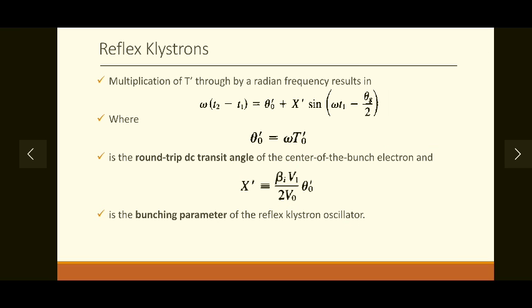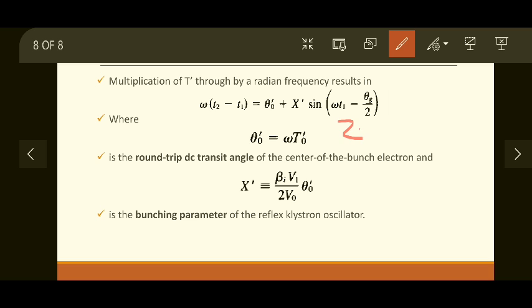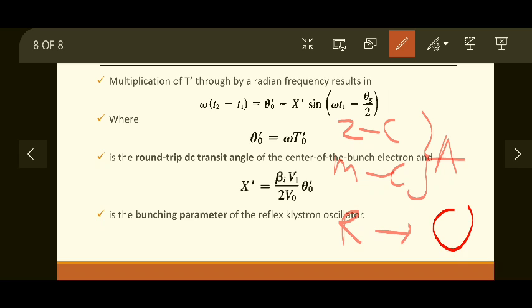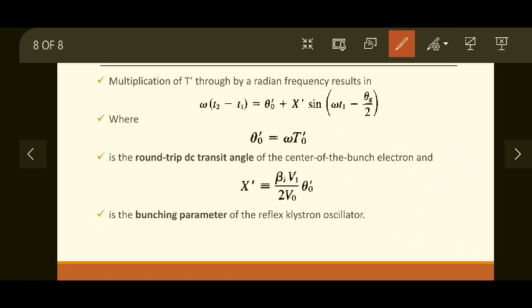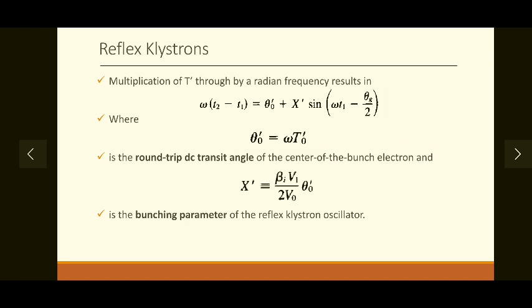Okay, so in this video we have seen another type of klystron. The working is almost similar to that of two cavity and multi cavity. The difference is we are using positive feedback by replacing the collector with a repeller. So two cavity and multi cavity both are used as amplifiers, whereas reflex klystron is used as an oscillator. Okay, so that is regarding the reflex klystron. That's all for today. Thank you.